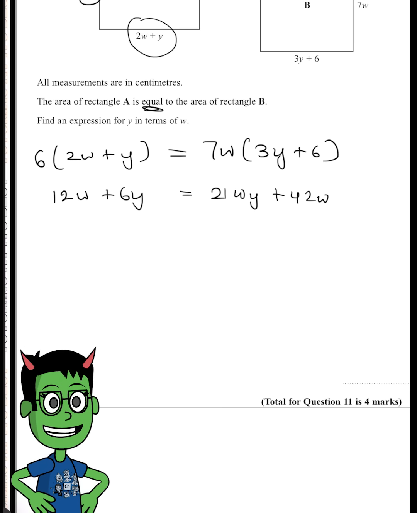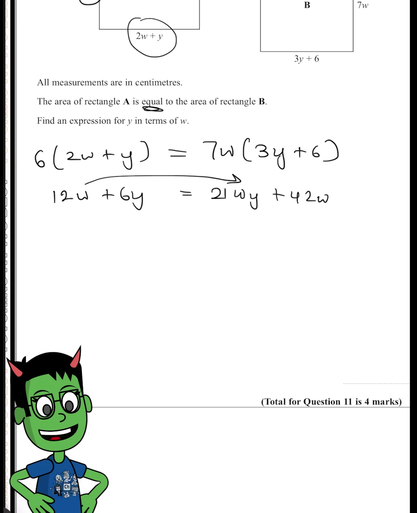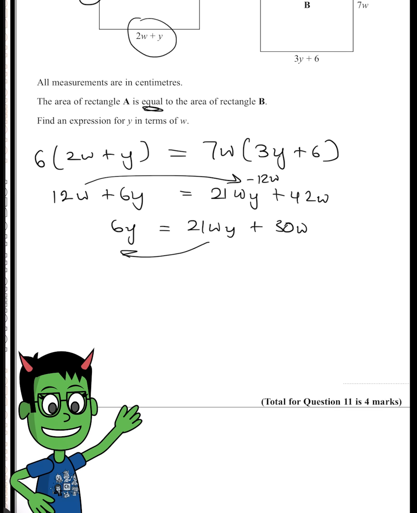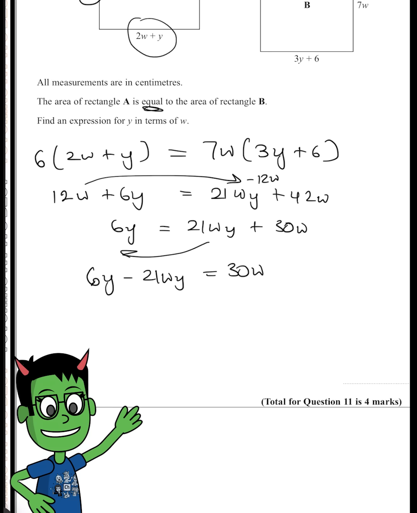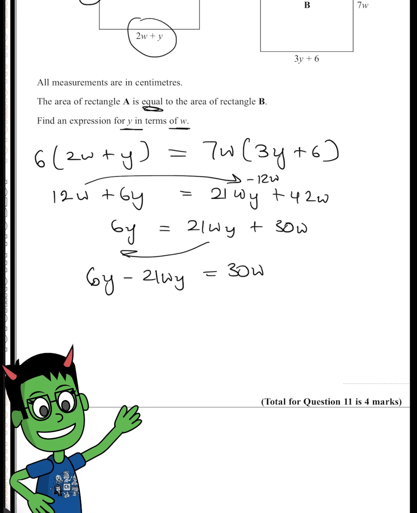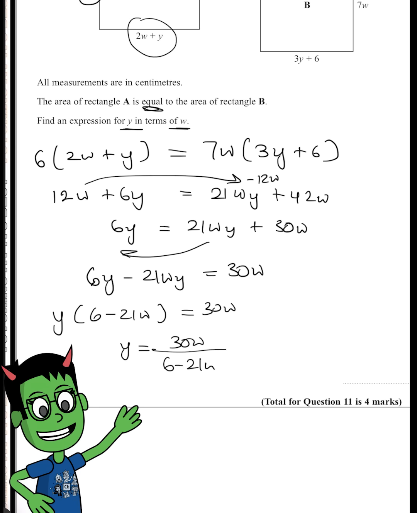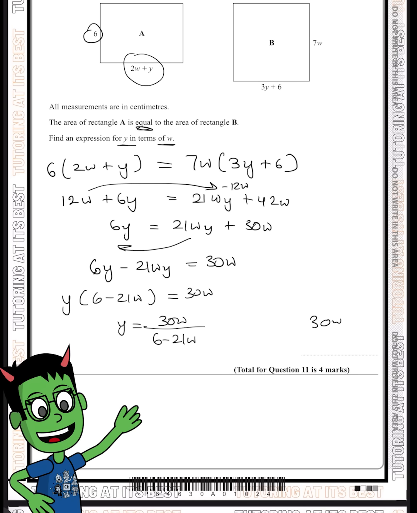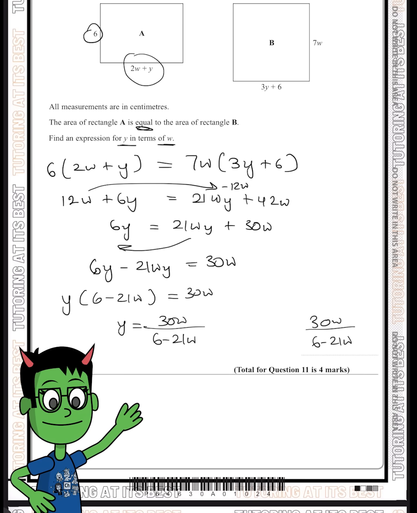And now we've gone ahead and done that, we're going to simplify it and bring like terms together. And then again, because we're finding an expression of y in terms of w, we'll go ahead and make y the subject. So we've put the minus 21w y together, and we'll now factorize it. And that there is our answer, which is 30w over 6 minus 21w.